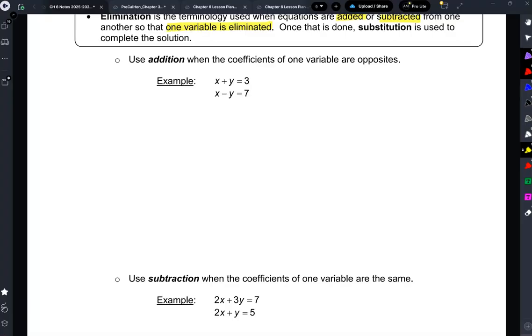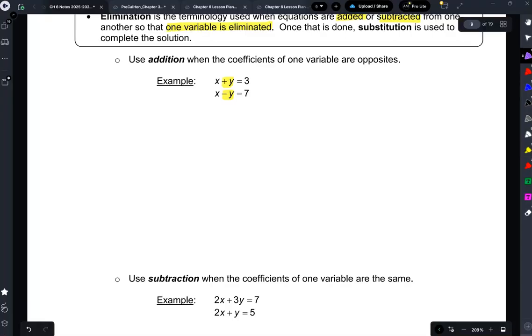Well, the reason is this. Look at these variables, right? I have an x and an x, and then I have a positive y and a negative y. When I have this, where one variable is identical but opposite in sign to the other one, then I can do elimination, right? So if I have positive 3y, negative 3y, negative 2x, positive 2x, okay?